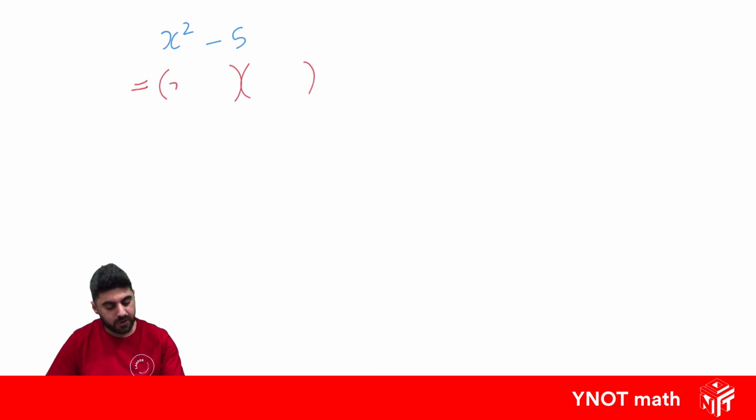The square root of x squared is x, and the square root of 5 is just the square root of 5. And we write a plus in one and a minus in the other. Not nice looking, but we can still do it.